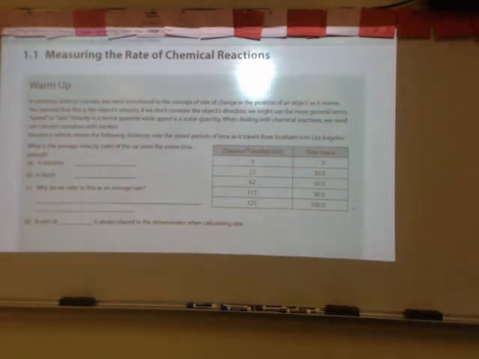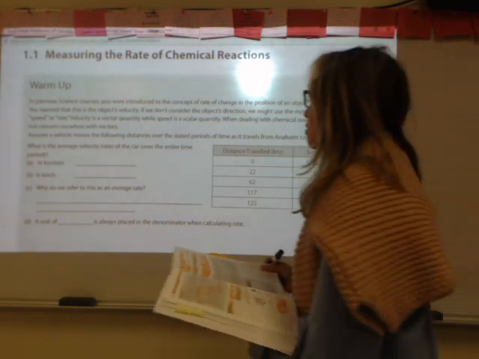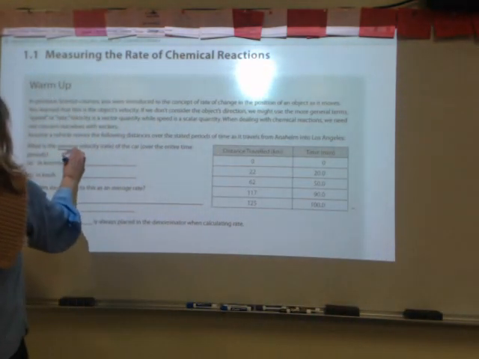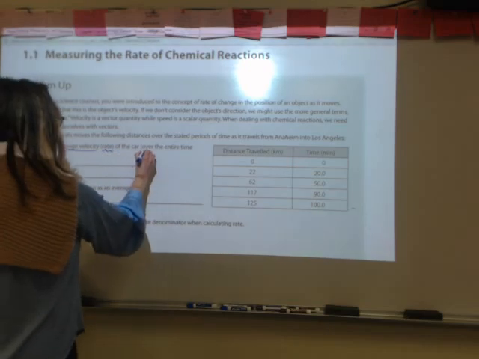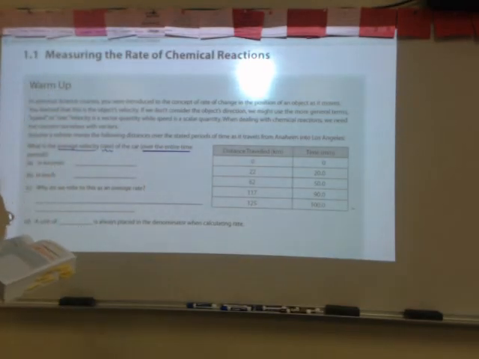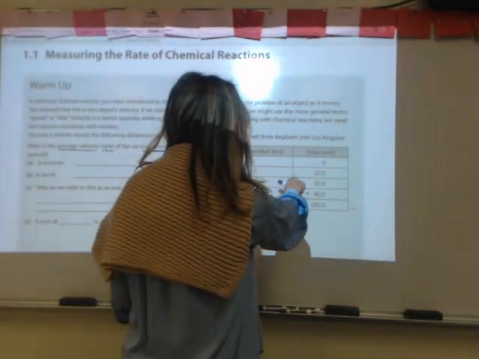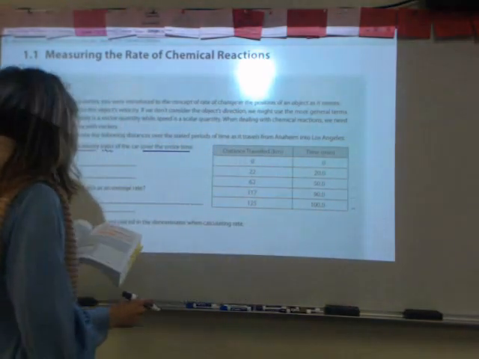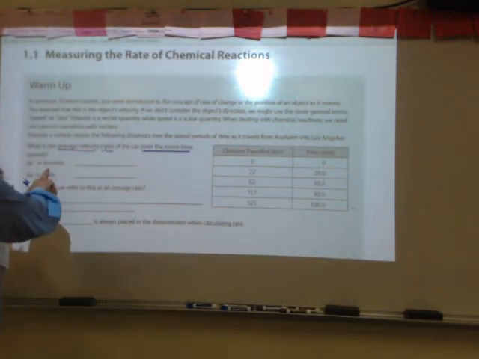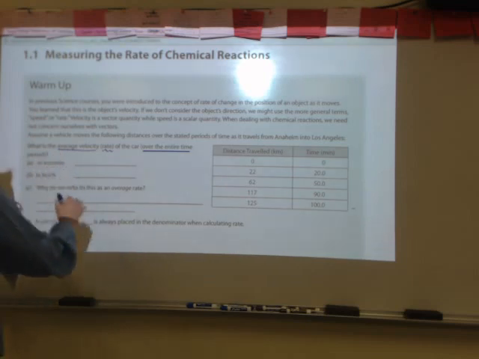Okay, we are on 2.1, measuring the rate of chemical reactions. We're going to take a look at the warm-up where we're calculating the average velocity, which is known as rate, of a car over the entire time period. We have data, distance traveled in kilometers per time in minutes. They want us to calculate the average rate or the average velocity in kilometers per minute.